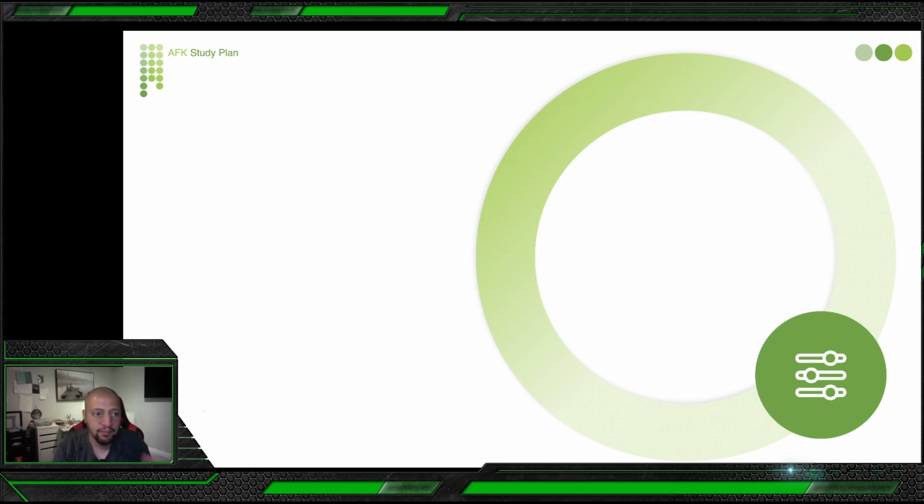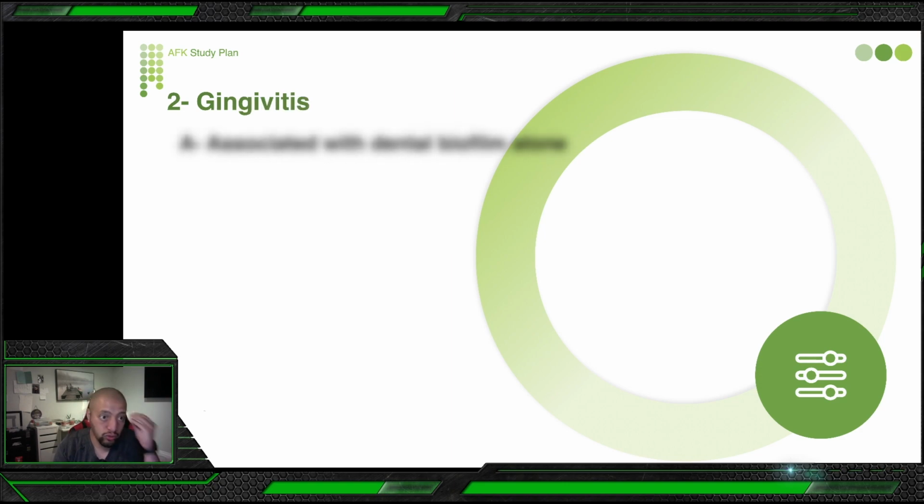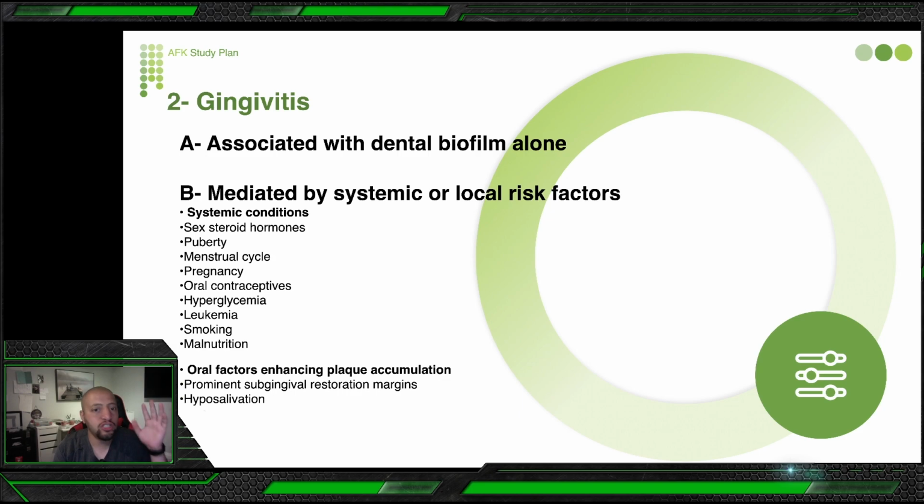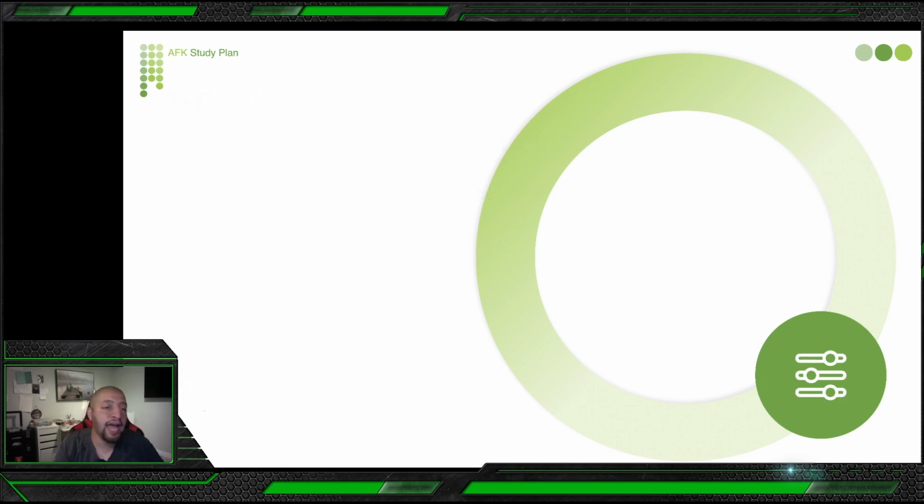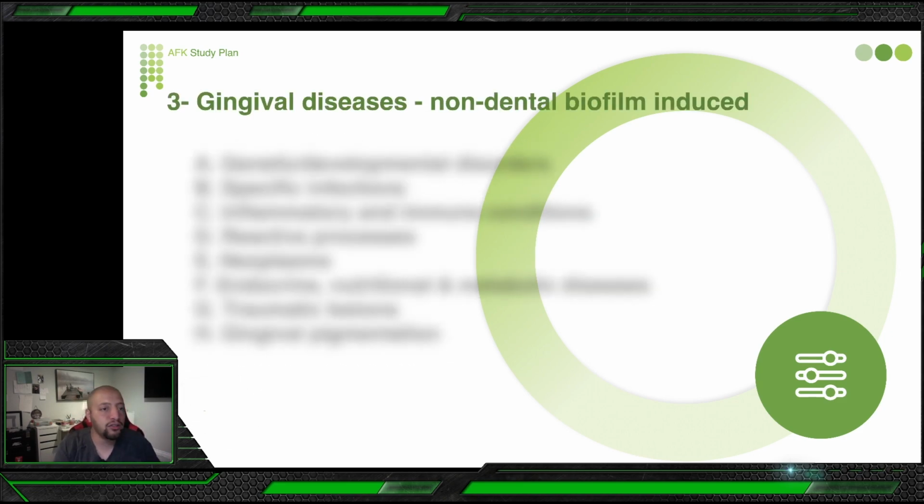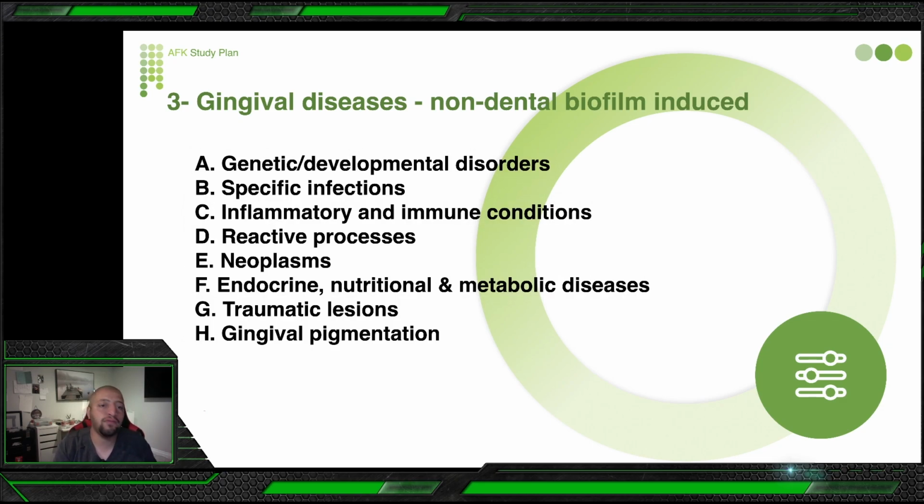Let me recap it again because this is very critical. I would like you to know it. Gingivitis is two categories. First one is associated with dental biofilm alone, and then we're gonna modify it and add systemic or local factors. This category also includes factors enhancing plaque accumulation like prominent gingival restoration margin or hyposalivation. And the second category is not due to plaque at all, it is due to other factors, which are genetic, developmental, specific infection, inflammatory immune condition.